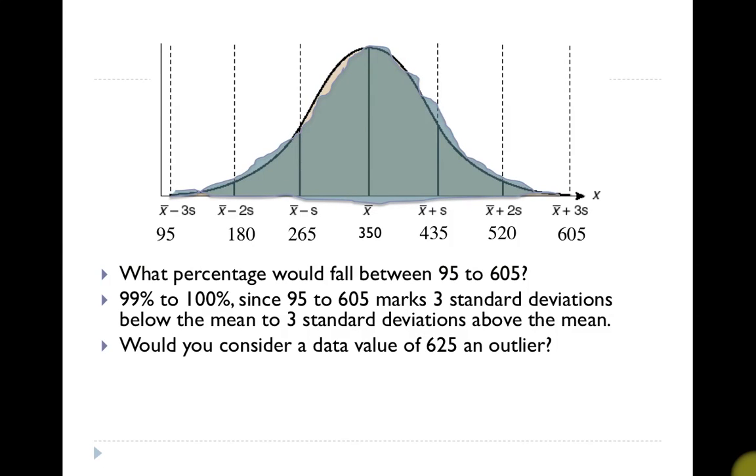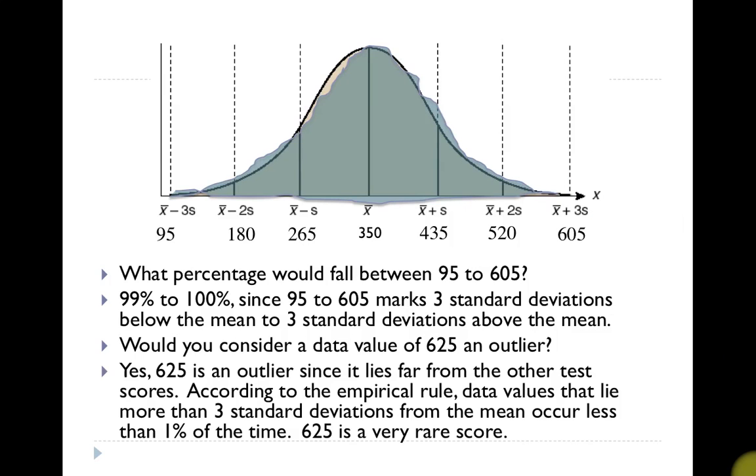Would you consider a data value of 625 an outlier? Okay, well, look at where 605 is. If 625 were plotted on the horizontal axis, it would exist to the right of 605. Now that's outside of our 99%. So if there were a data score and its value were 625, it would fall over here to the right of 3 standard deviations.